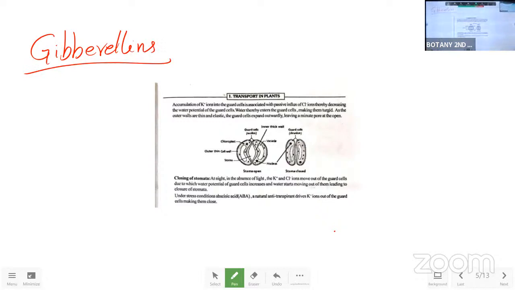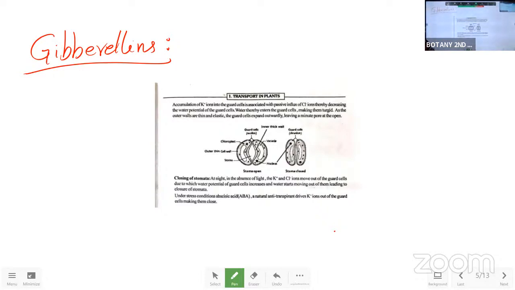Gibberellins. Gibberellins are the growth promoting hormones, which are also considered as the phytohormones. These gibberellins are going to be synthesized by the matured leaves and the fruits and stored at the nodal regions of the stem, so that the internodal length will be increased.